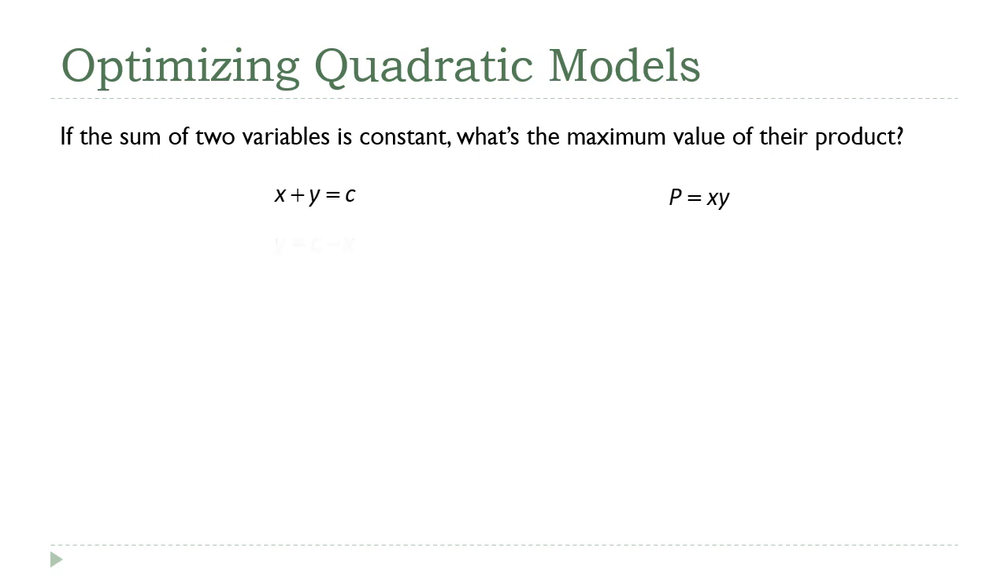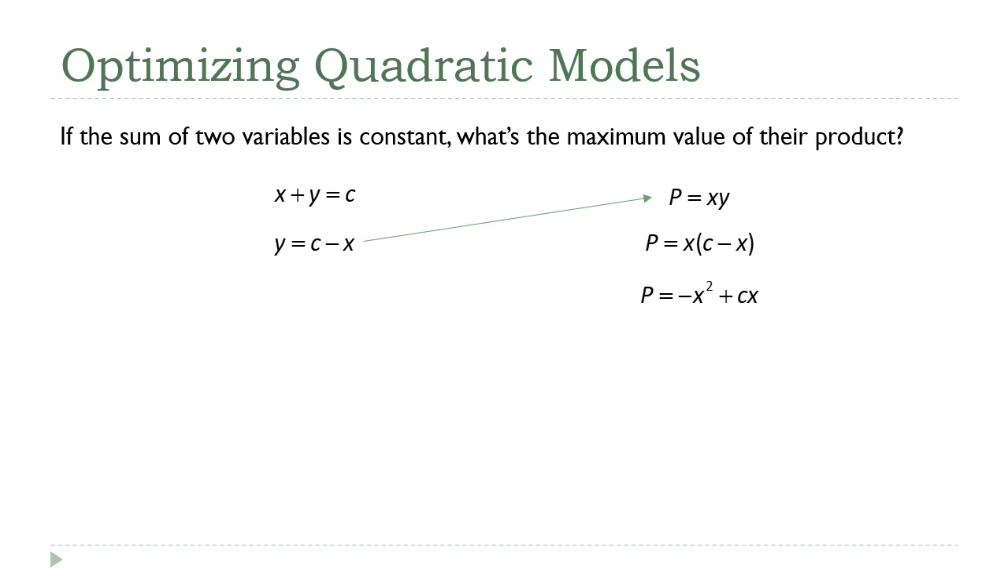Okay, so looking back at the original equation, I'm going to solve that for y. Right? If I move the x over to the other side, y is equal to c minus x. Now I'm going to take that and substitute it into the product formula. Now this becomes P equals x times c minus x. And if I multiply that out, I get P equals negative x squared plus cx. And that's a quadratic equation.